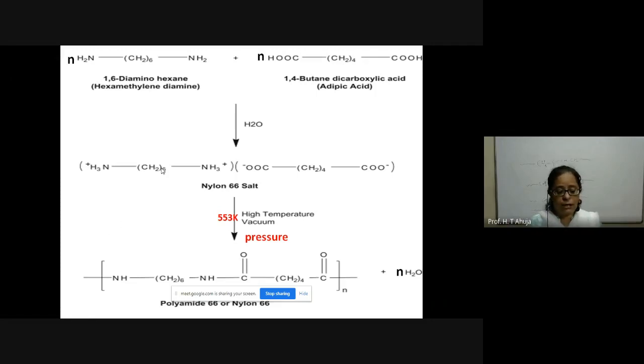Now see exactly what we have given over here. If you see the first monomer, hexamethylene diamine, there are 6 carbon atoms. If I see the second monomer over here, this is 1, 2, 3, 4, 5, and 6. The total number of carbons in adipic acid is also 6, and the total number of carbons in hexamethylene diamine is also 6. So it is called nylon 66. Is it clear?